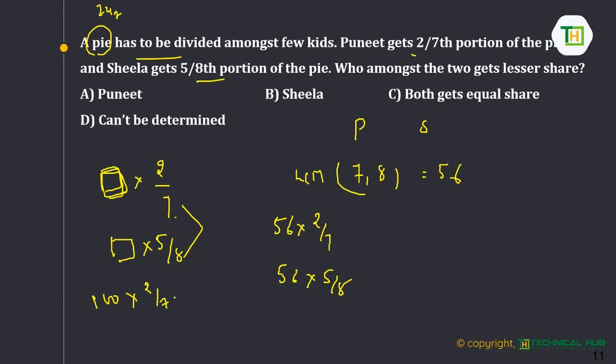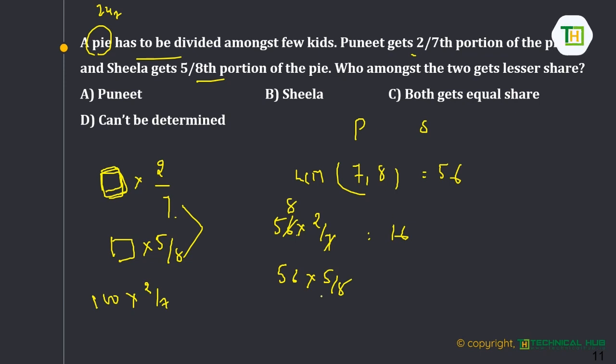Is it clear, everyone? Take any value. But if you take 100 by 2 by 7, you have to do more calculations. So 56 into 2 by 7. What is the share of Punit? 8 into 2, that is equal to 16. So out of 56, Punit's share is 16.